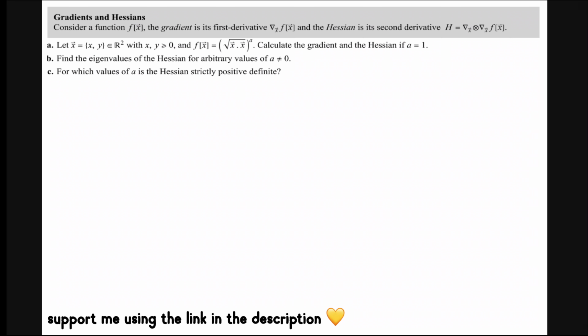Part A is: let the vector x equal (x, y), where they are both real numbers, with x and y being greater than or equal to 0. And the function is equal to the square root of the vector x dotted with the vector x, all to the power of a. We are told to calculate the gradient and the Hessian if a is equal to 1.